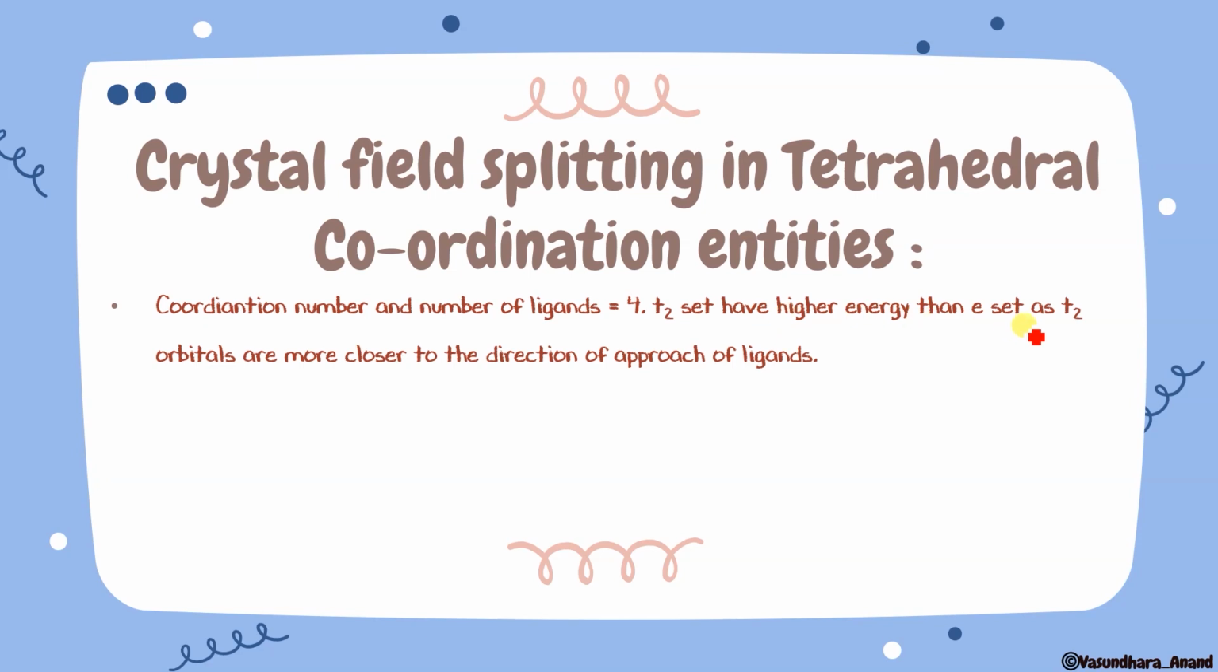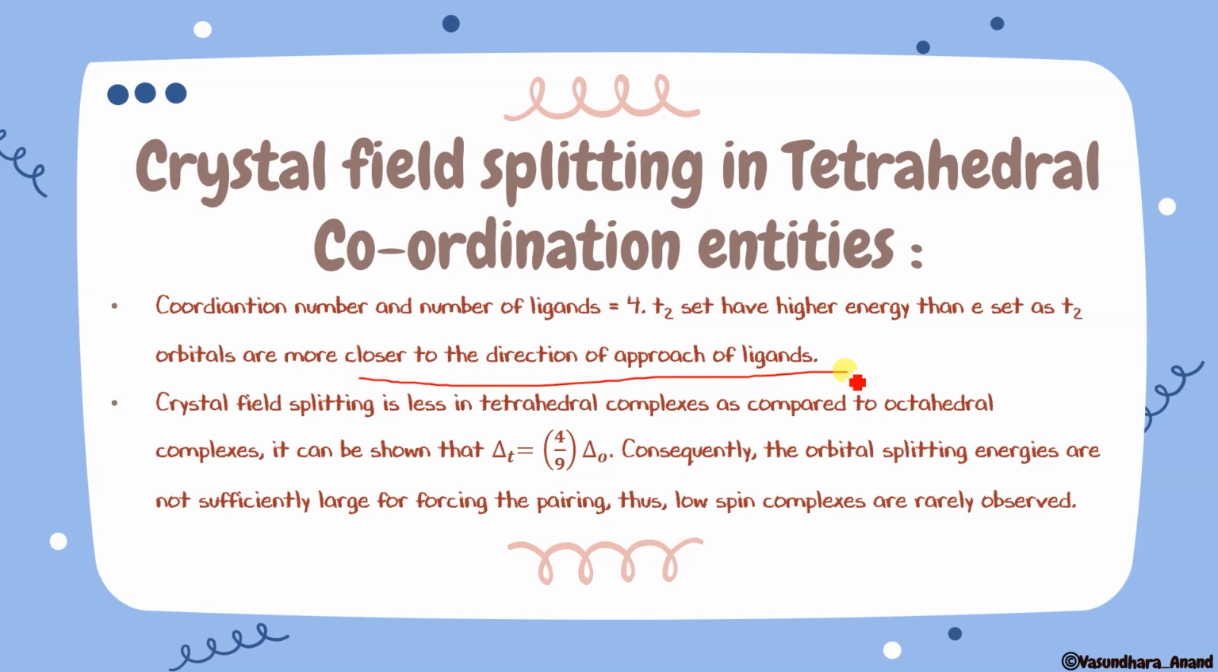The G will be removed from both, as T2 orbitals are closer to the direction of approach of ligands. The reason is that they are closer to the direction of approach of ligands, and that's why the energy of T2 becomes high and the energy of E becomes low. Crystal field splitting is less in tetrahedral complexes as compared to octahedral complexes. It can be shown that delta T, the crystal field splitting energy in the tetrahedral field, will be 4/9 of delta naught. This relation can also be asked in MCQs.